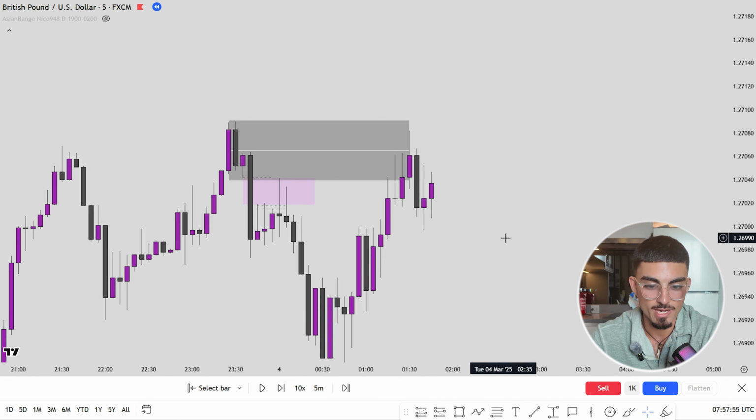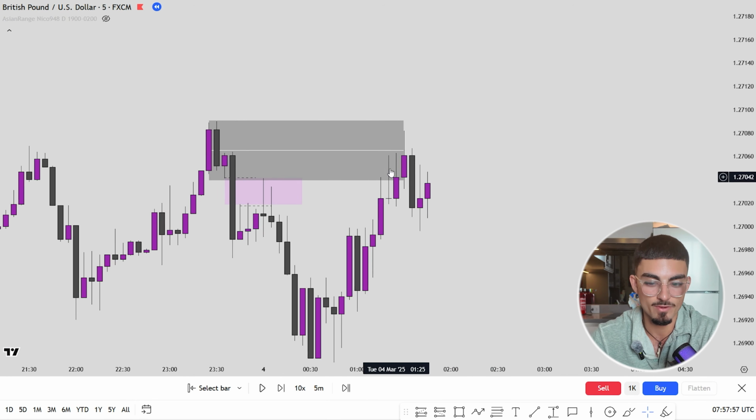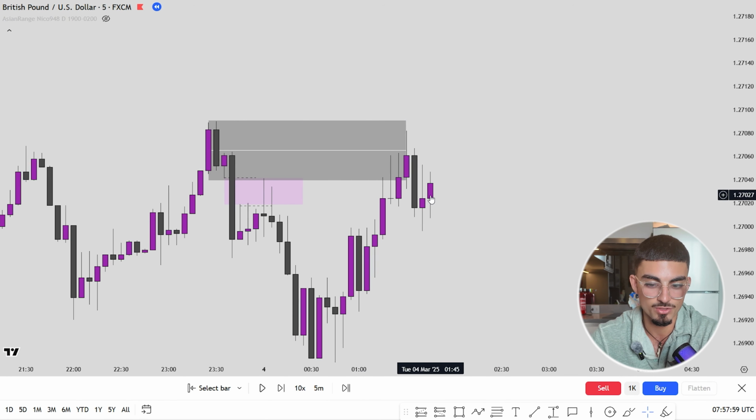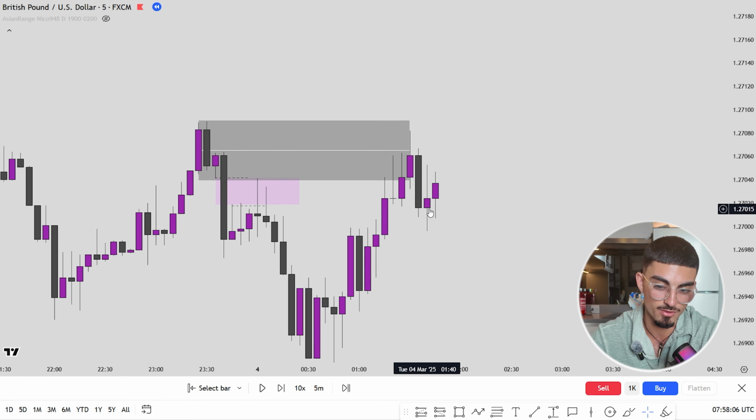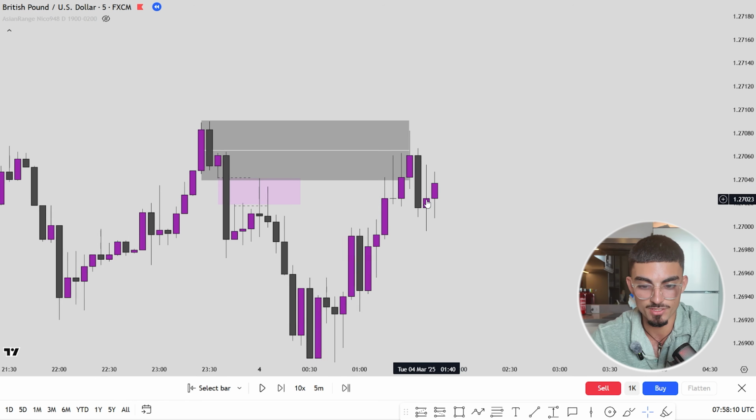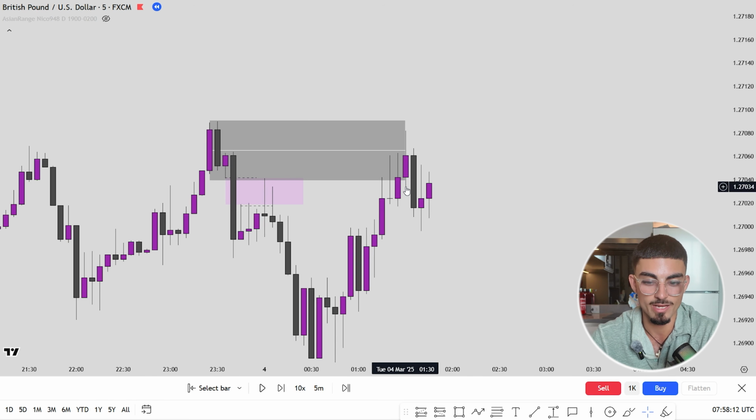The first thing to show you guys is that this area here did not leave us with a fair value gap. There is no fair value gap to trade from. And yes, we did have a big selling candle here. However, the candle after the third candle did not leave us with a fair value gap. And that's the first reason why this order block wouldn't have held.